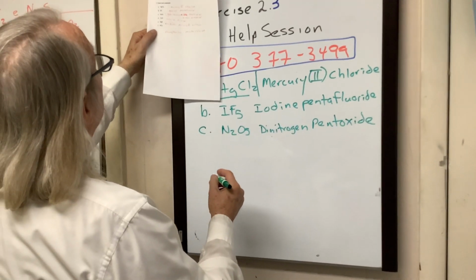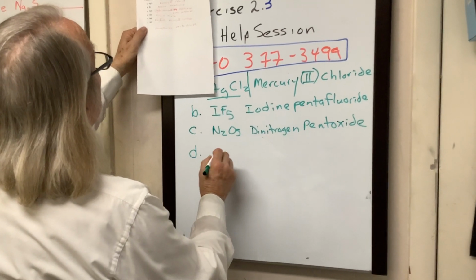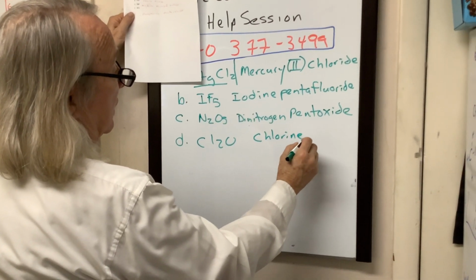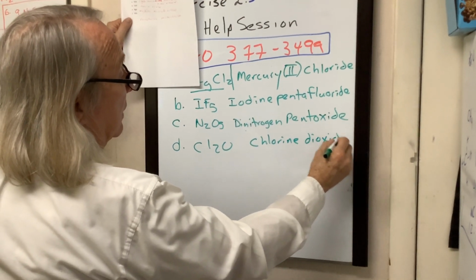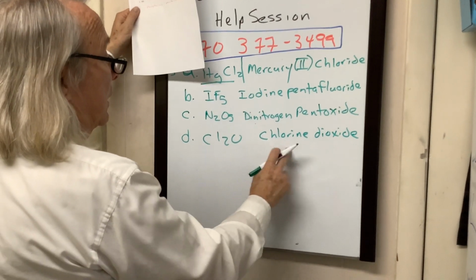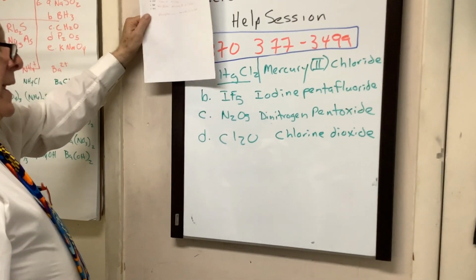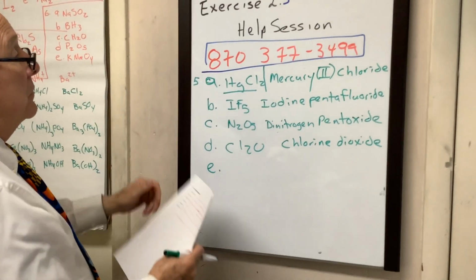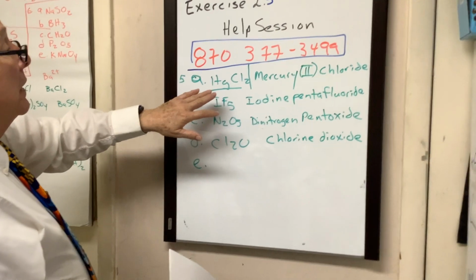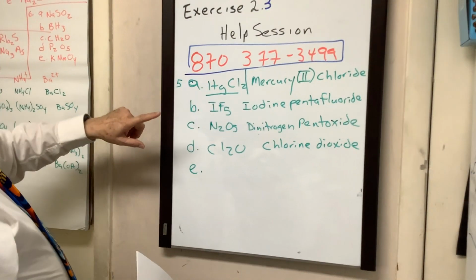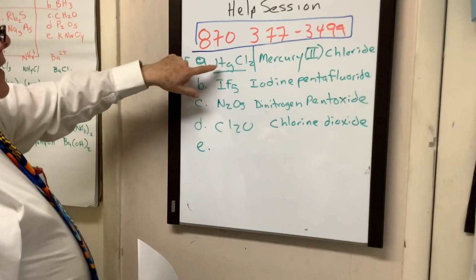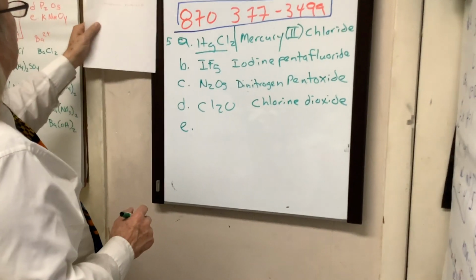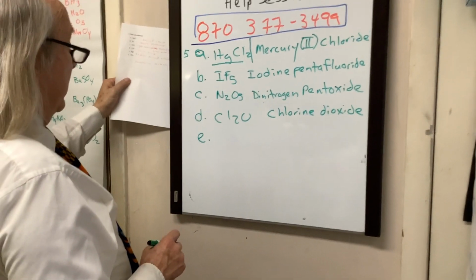The next one is Cl2O. So this Cl2O is chlorine dioxide. We don't say monochlorine dioxide because the mono is understood. And we name the first and then the second. In ionic compounds, like mercury 2 chloride, that cation comes first and the anion comes second. But this is a mixture of ionic and covalent compounds.